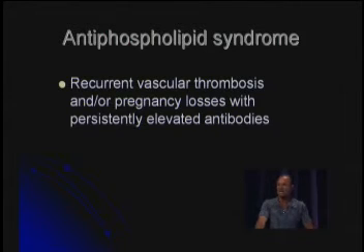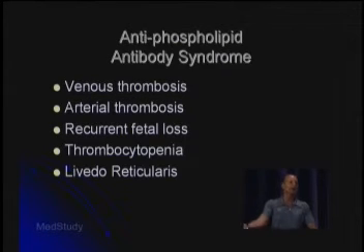All right, antiphospholipid antibody. You will be asked this. There's a patient who has recurrent vascular thrombosis, arterial and venous, and or pregnancy losses, and there's all kinds of names for pregnancy losses out there, with persistent elevated antibodies. Of course, we could give a whole lecture all on antiphospholipid antibodies on their own, but I just want to highlight some of the points.